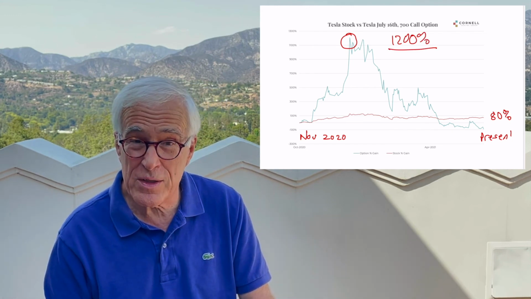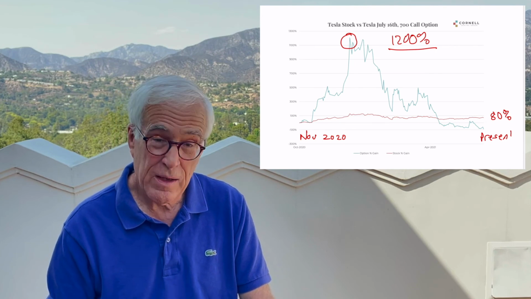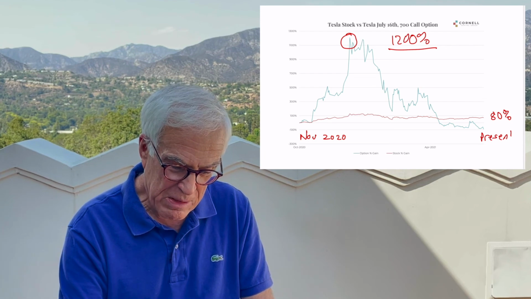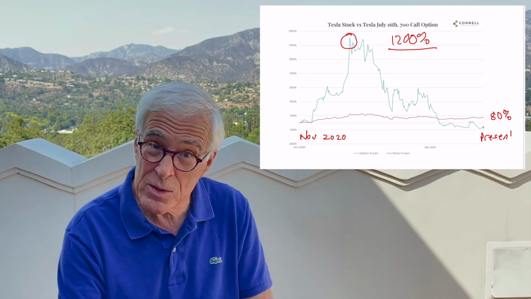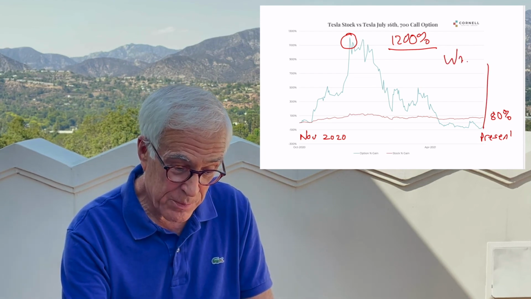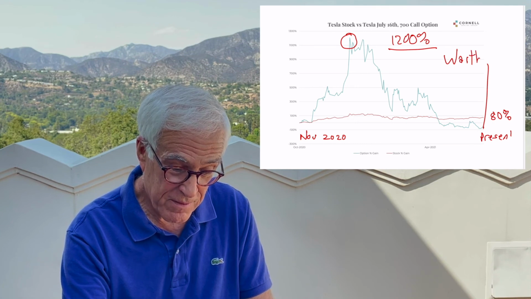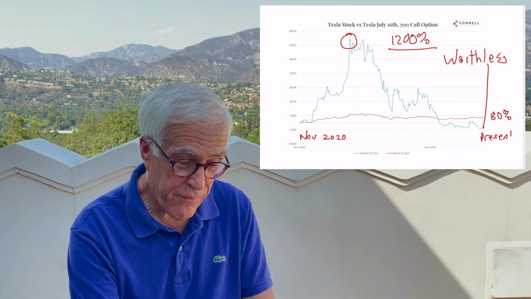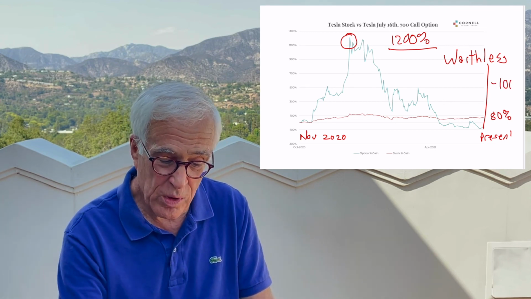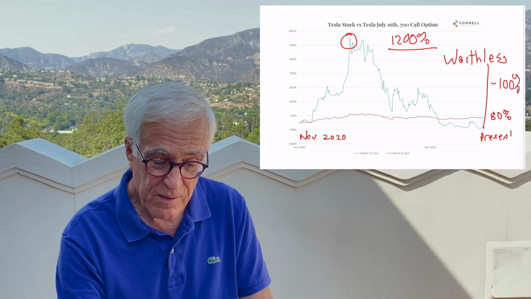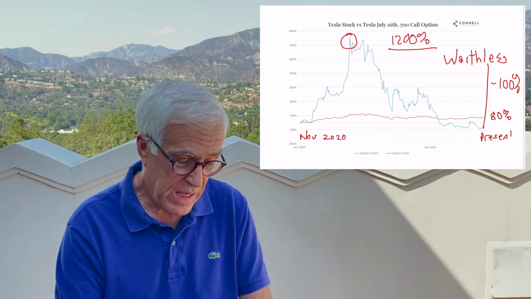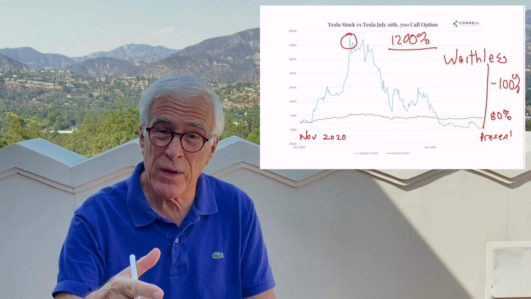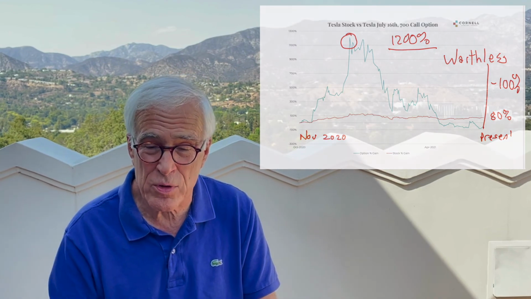But the options are very sensitive in both directions, and they tend to decay over time, so that as of right now, because Tesla's well below 700, those options are almost worthless. So you went from a profit of over 1,200% to a loss of basically 100% in the course of less than a year. That's the impact of the leverage involved with options.